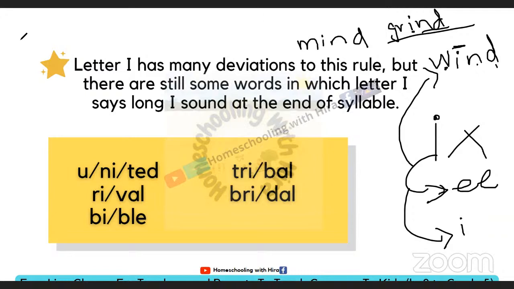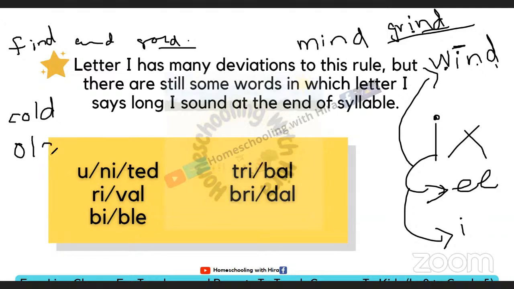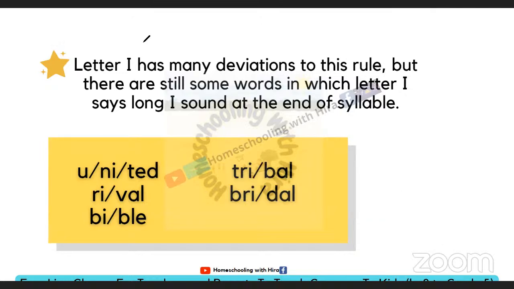You will find this with the name of find and gold rule on my channel. Find and gold rule. Same thing happens with letter O. O may say its long sound when it is followed by two consonants. For example, cold. It's not called 'ko', it's 'o'. Or simply the word old. O is saying its long sound, although it is in a closed syllable. यहाँ पे कोई open syllable नहीं है. This is closed, but since it has two consonants after it, it's saying the long sound. So you can check out this rule as well.